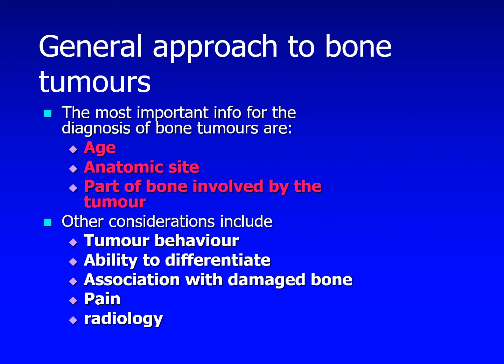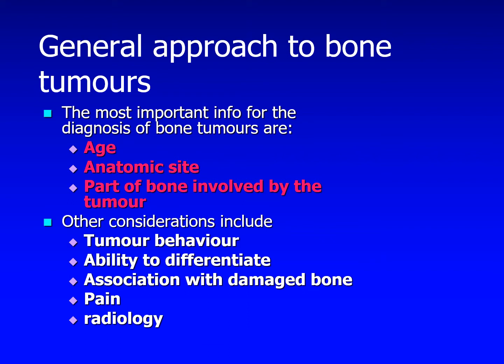The most important information for the diagnosis of bone tumors are the age, anatomic site, and part of the bone that is involved by the tumor. Other considerations include the tumor behavior, the ability to differentiate from benign to malignant, the association with damaged bone such as bone infarct, Paget's disease, and previous radiation, pain, and the radiological features.